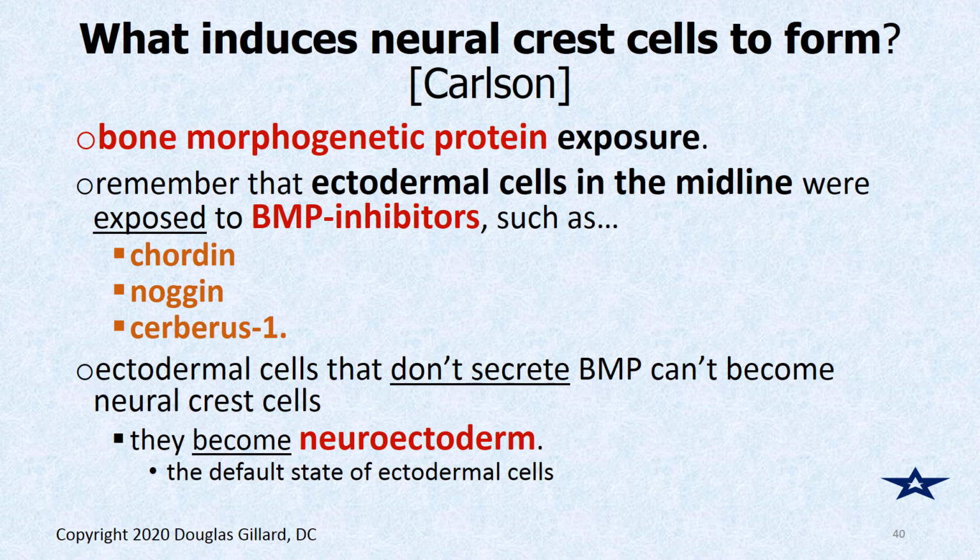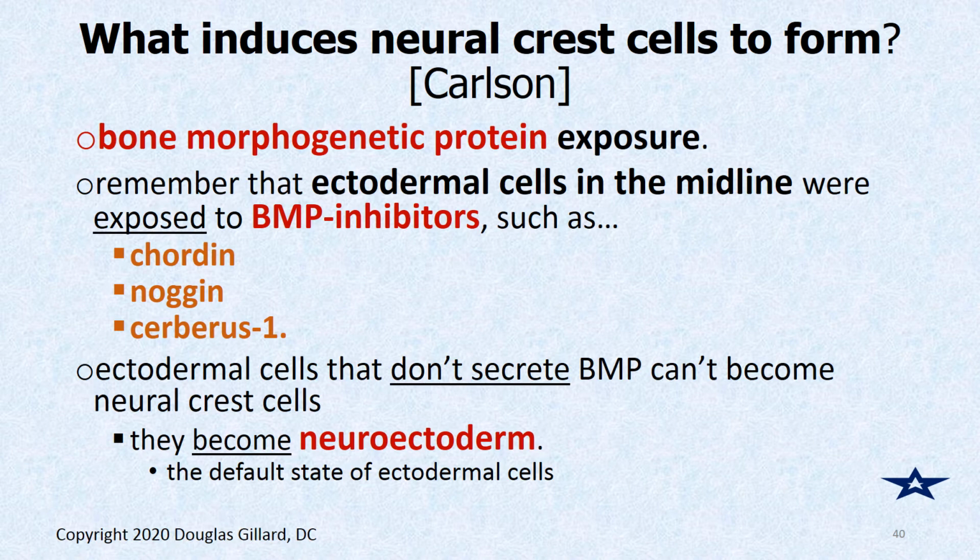What induces these neural crest cells to become neural crest cells? Well, it's bone morphogenetic protein. They have to be exposed to just the right amount of BMP. Remember, BMP is turned off. We had to turn off BMP4 to make those genes. And it really is not exposure, it's really the genes. Just a little bit of BMP4 needs to be expressed in these cells to make it work. And so let's talk about that.